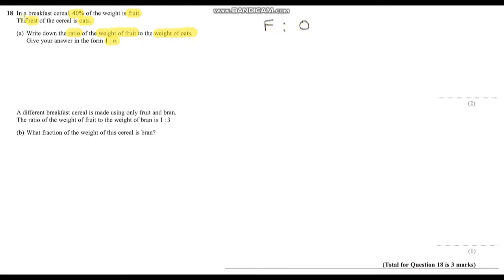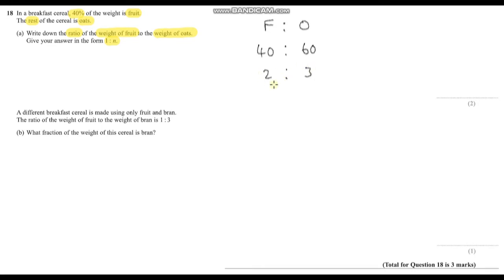So we know that in the cereal, 40% is fruit. We can write 40 here. So if 40% is fruit and we're told that the rest of the cereal is oats, well, there must be 60% that are oats because obviously these numbers have to add up to 100. So we've got a ratio of 40 to 60, but we can simplify this. So you can see that both numbers are divisible by 20. So if we divide both numbers by 20, we get 2 to 3.